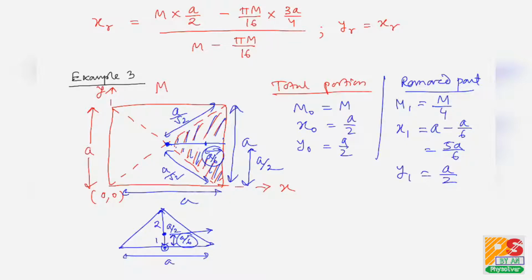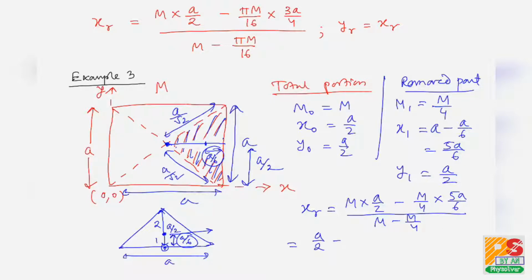Therefore I can say that xr is m into a by 2 using the formula minus m by 4 into 5a by 6 divided by m minus m by 4, which is a very simple calculation.